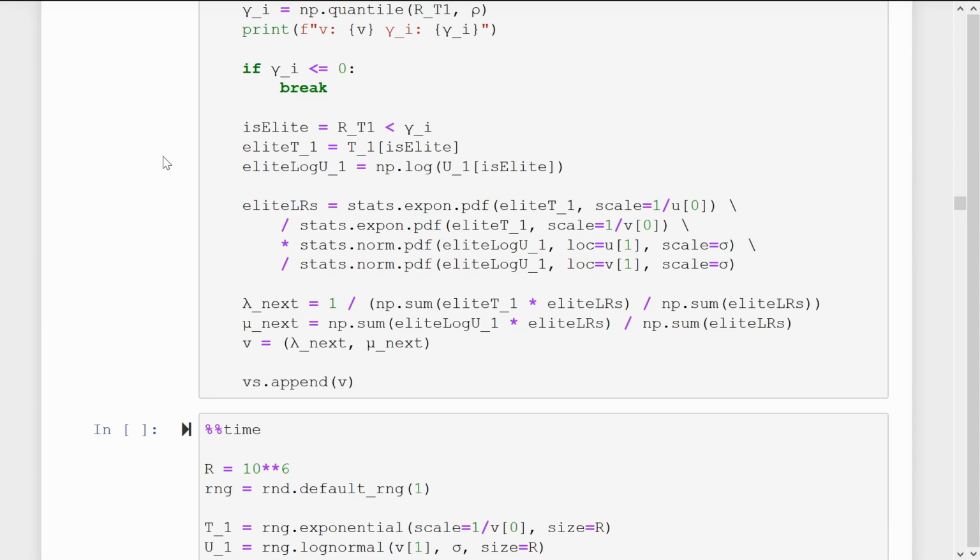Finally, we calculate the weighted maximum likelihood estimates for the lambda and mu parameters using the elite samples and their likelihood ratios. These are stored in the v vector and the iterations continue.